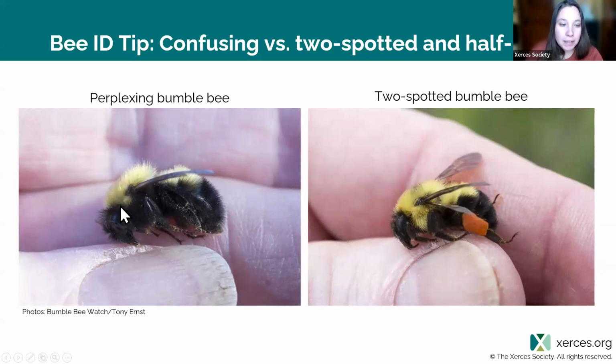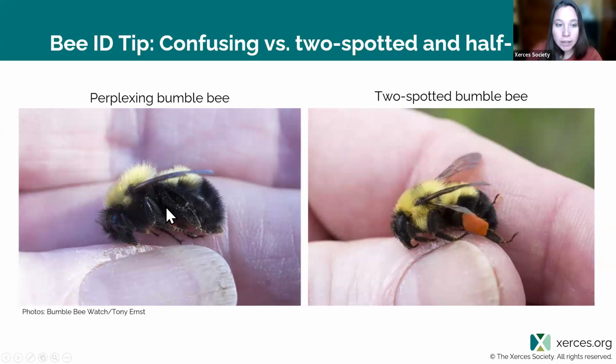So here we have a Bombus perplexus. We see that it is yellow on the thorax. It's got yellow on T1, and that T2 is yellow in the middle, but there's black on the sides. And from this side view angle, it looks similar to a two-spotted bumblebee. So we see that yellow thorax on the two-spotted bumblebee, yellow on T1, and then yellow in the middle of T2 with black on the sides.